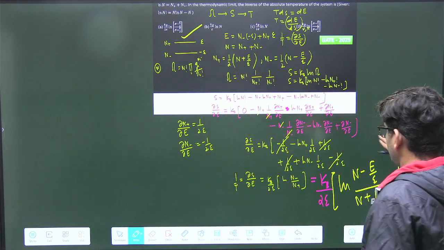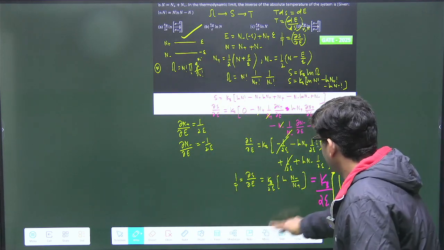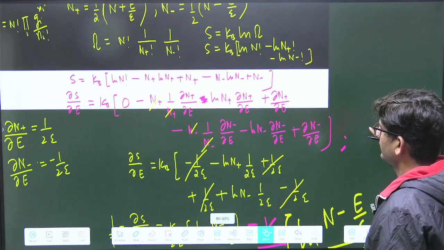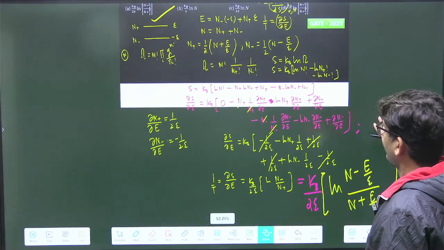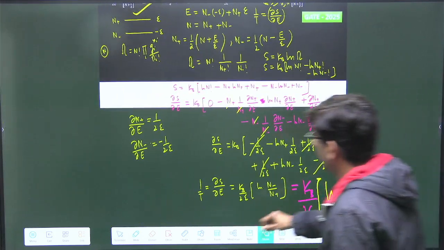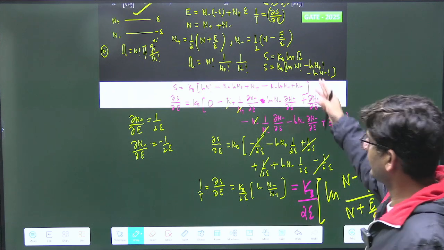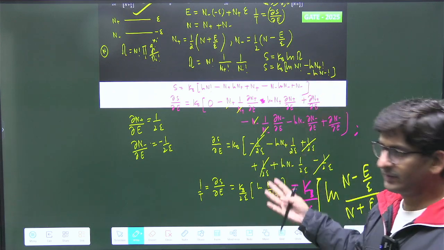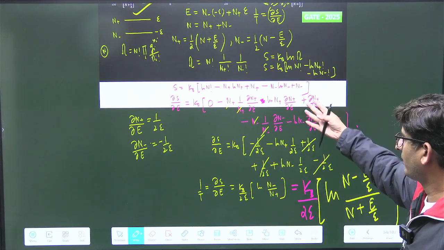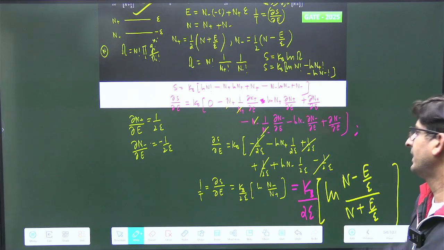So this is your complete solution. Just have a look at this. And this is a nice question to practice, because many times you will find questions based on this. It starts with conservation of energy, conservation of particles, then write omega, then write entropy, from entropy write temperature.